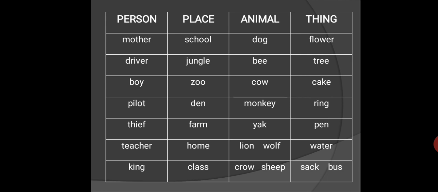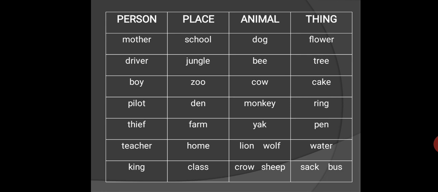Animal, where were we? The fourth one is flower. Flower is a name of a person, place, animal, or a thing. Flower is a name of a thing. You can see your mother must be offering flowers to God, or many ladies like to put a flower on the head because it smells very nice. So flower is a thing.